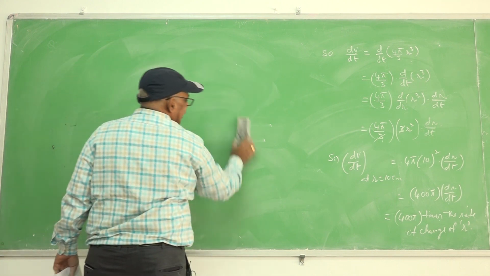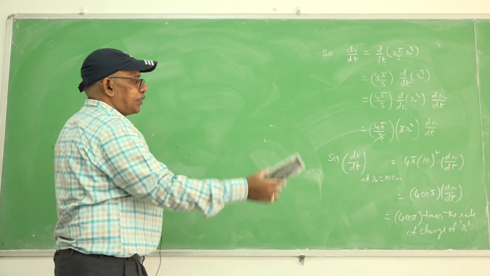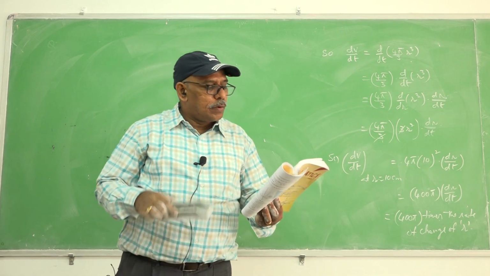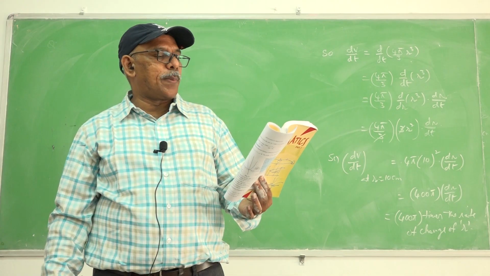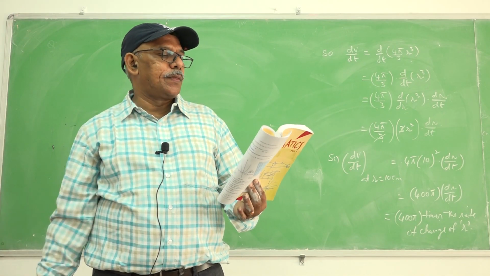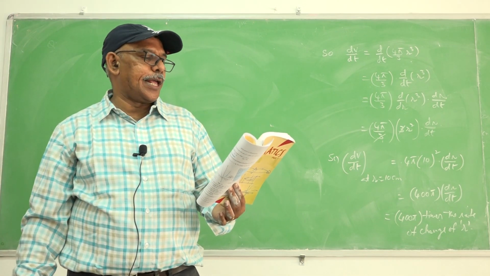Once dr by dt is also given in this problem, you can evaluate directly the rate of change of the volume of the balloon itself. It is always 400 pi times a constant times the rate of change of its radius.